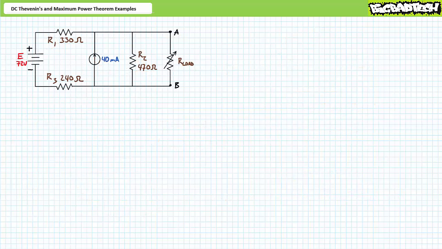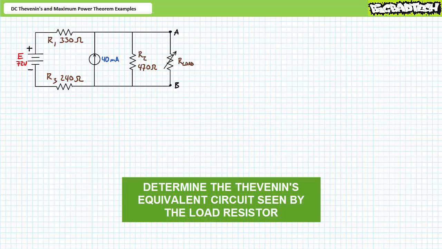Our last illustrated example problem features a series parallel combination of 4 resistive elements and 2 sources, a 72 volt voltage source and a 40 milliampere current source. Stage 1 of the example problem necessitates we solve for the Thevenin's equivalent circuit seen by the variable load resistor. Once we've got these values, we'll move on to stage 2 and examine maximum power transfer for this circuit.